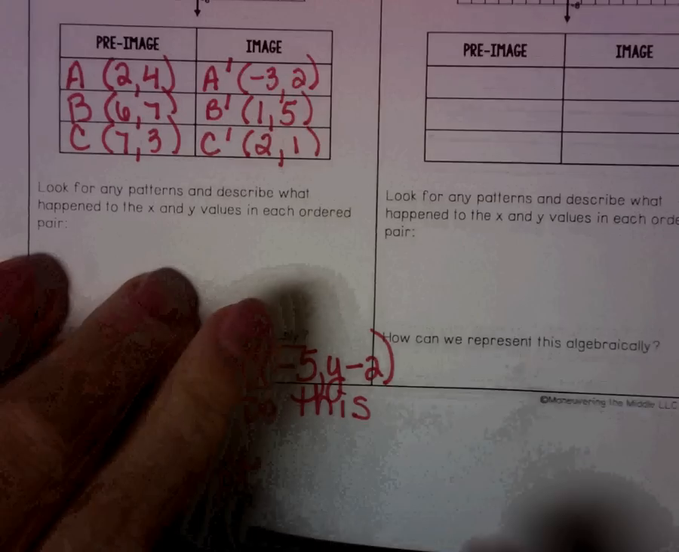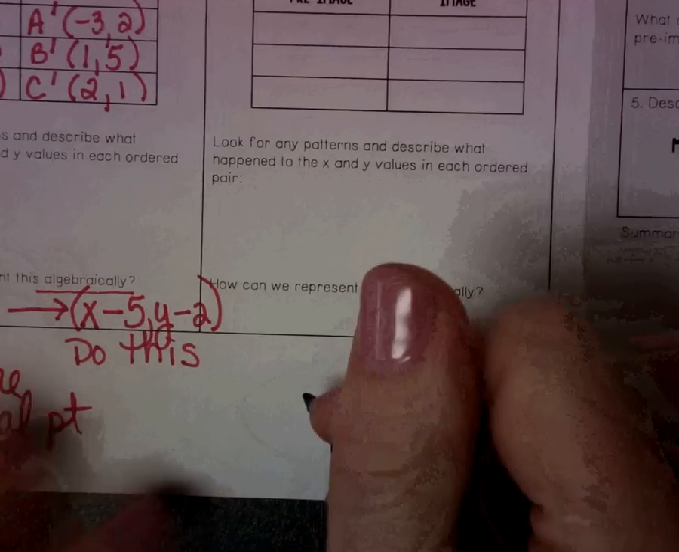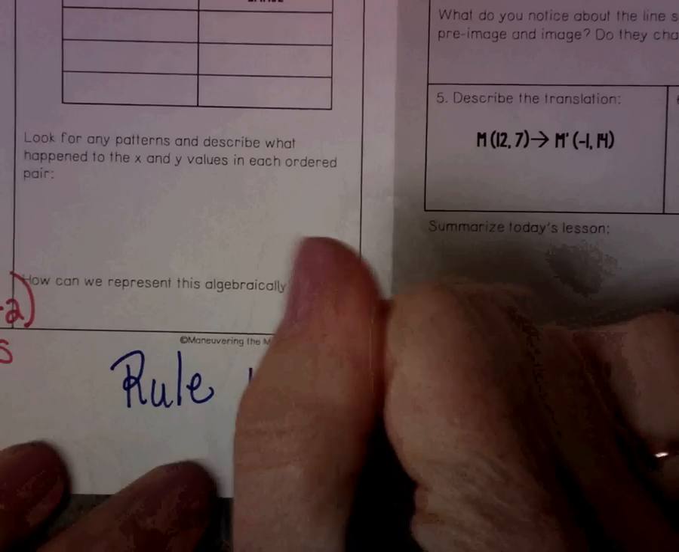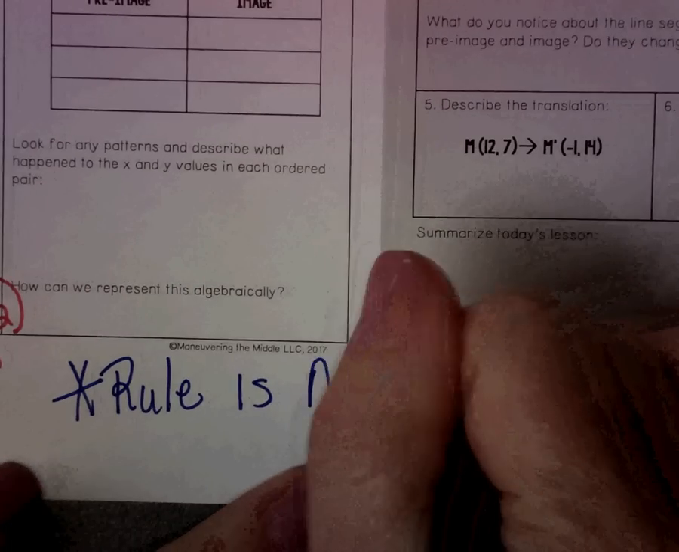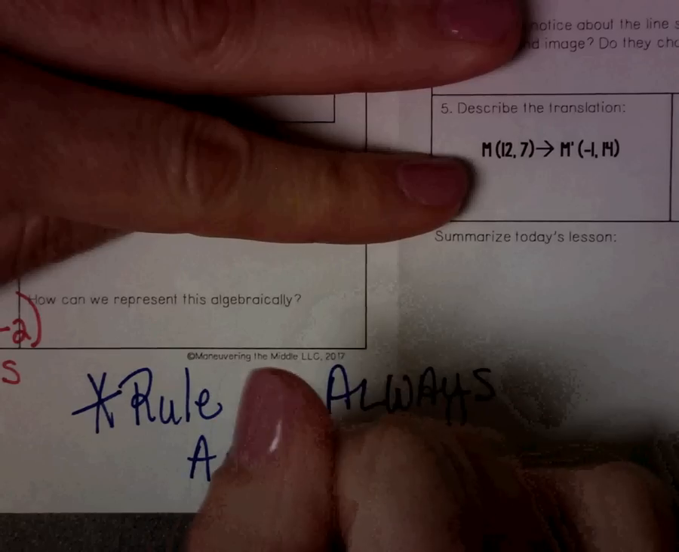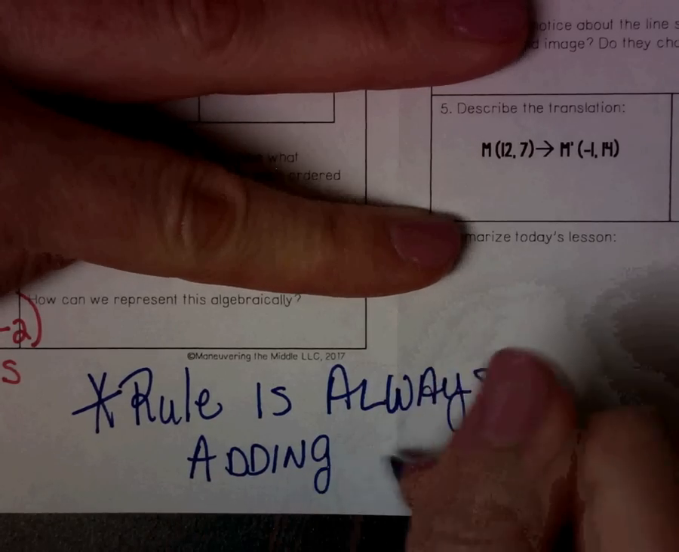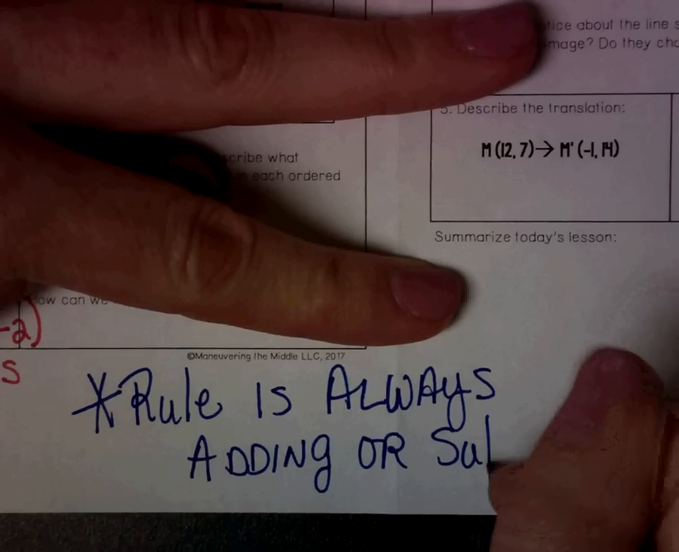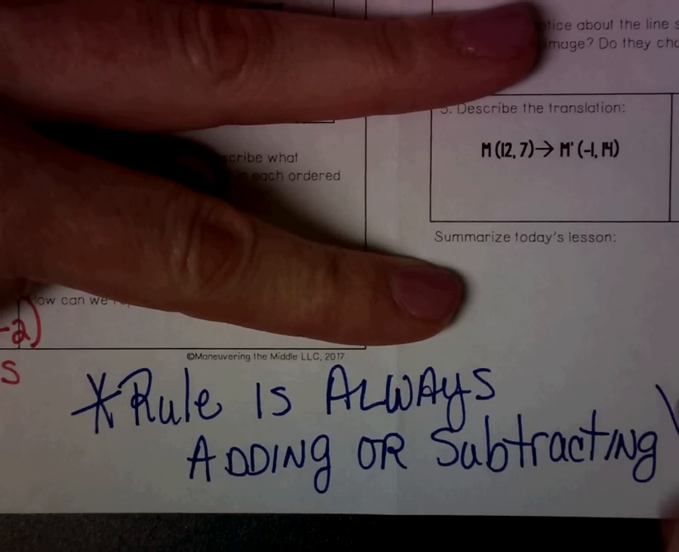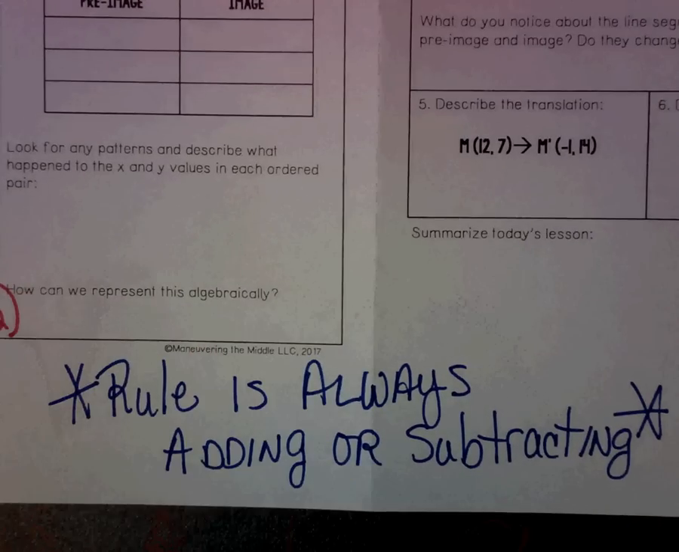Okay, one thing I want you to write down that's super, super important is that with translations, the rule is always adding or subtracting. That is so important because if you can remember that and you know that, you can a lot of times come up with the correct answer just by remembering that translations are always an adding or subtracting rule.